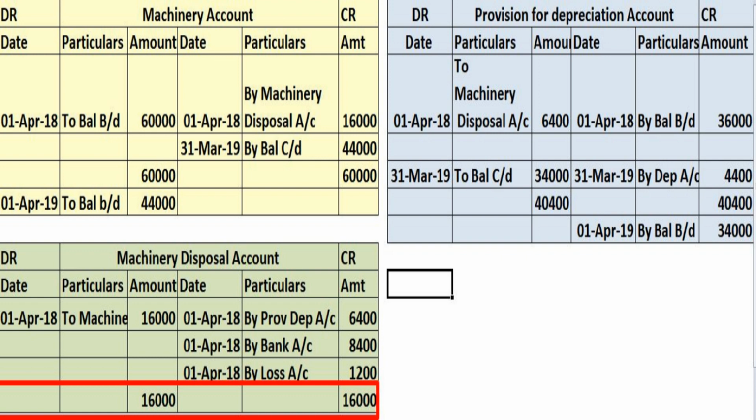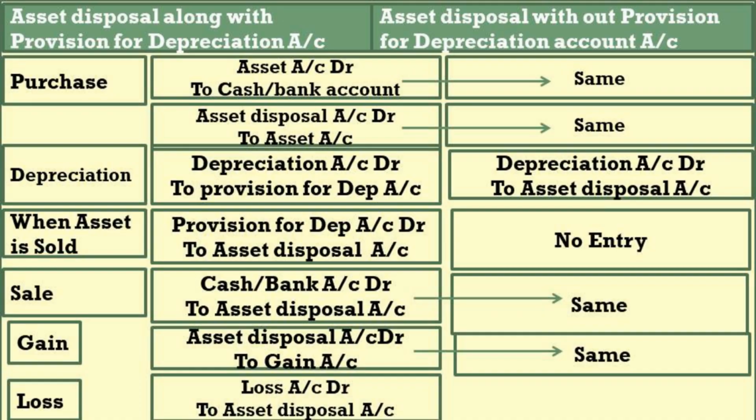So on adding up, we get 16,000 on both sides as the balance. This balance is matching. This is how we solve a problem when the machinery disposal account is asked in the question. Hope the explanation was clear and I have written down all the journal entries for your reference.